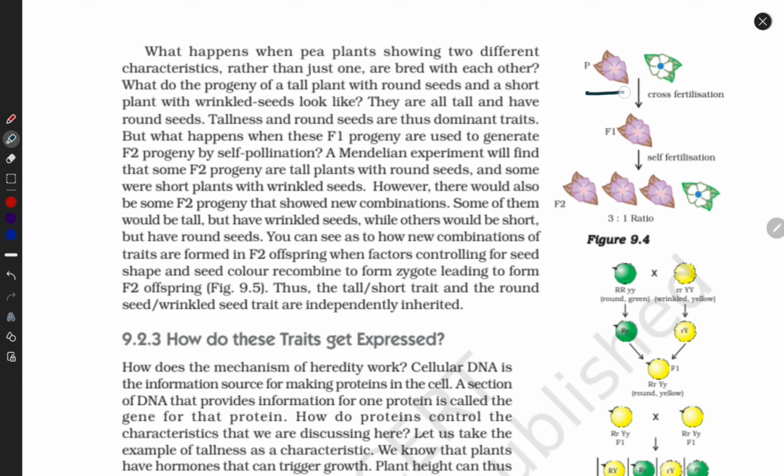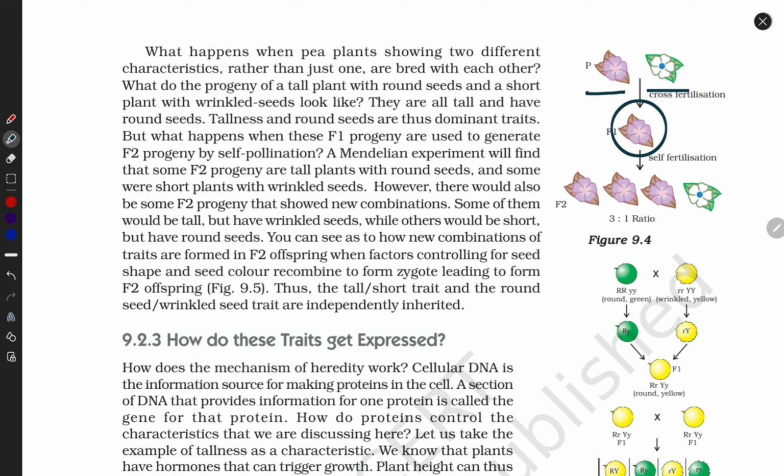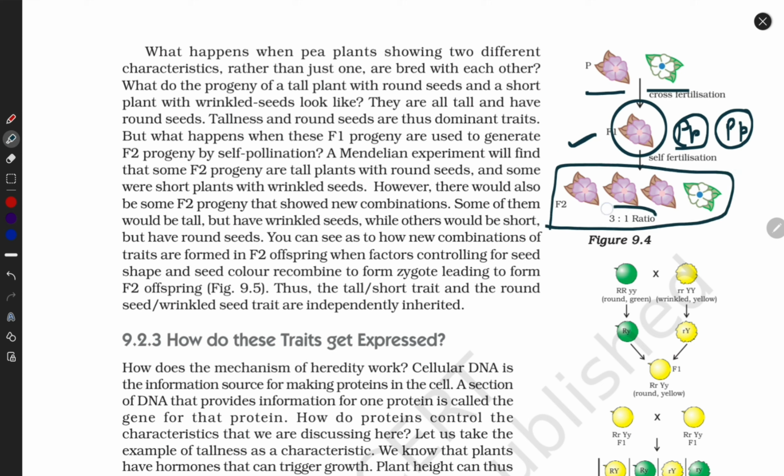This is a purple flower, this is a white flower, and we cross them and get all purple flowers. Next, the progeny, purple flowers, undergo self fertilization with the same genotype, capital P small p, capital P small p. When I cross these two, I get this progeny, and their phenotypic ratio is 3:1. 3 is purple and 1 is white flower.